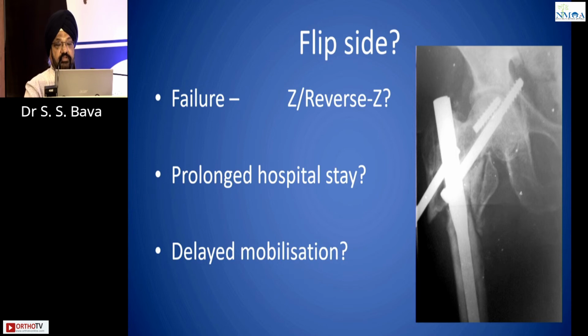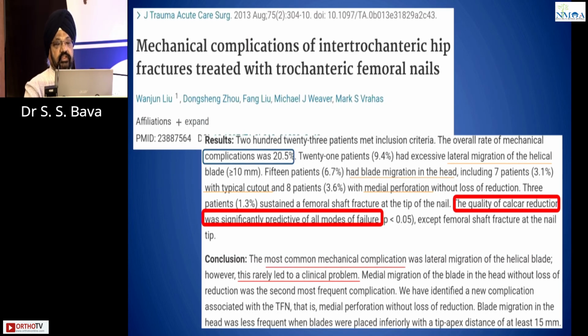There is always a flip side or negative sides to fixation. There may be a Z effect or reverse Z effect, prolonged hospital stay, or delayed mobilization because of osteoporotic fractures. Whether it was due to the implant or the surgeon is a big question mark. This paper says that with PFN there is a complication rate of around 20%. Out of this, 10% was due to lateral migration of the helical blade, and the remaining 10% was due to the quality of fracture reduction.